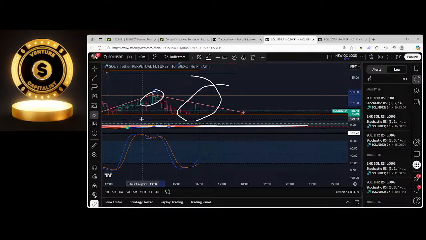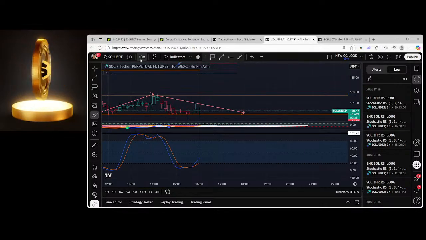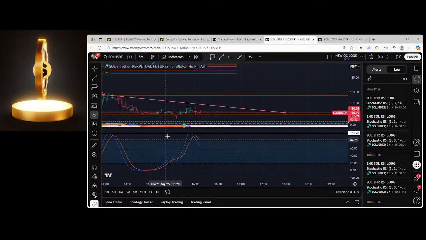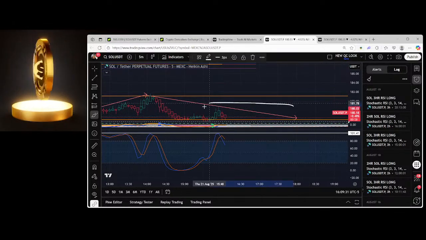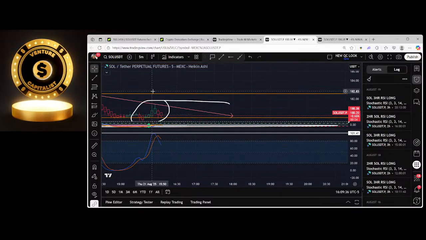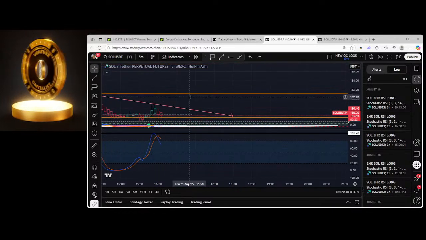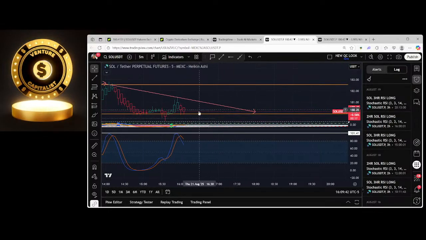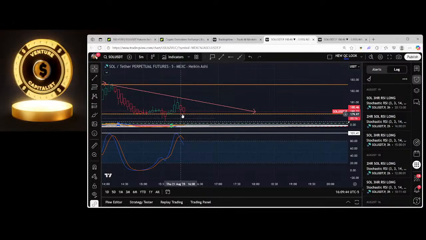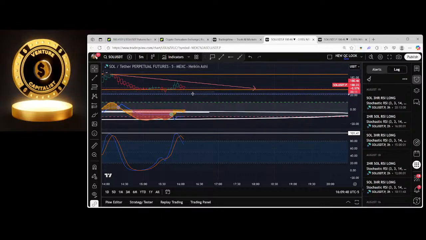So if this continues to happen, we're going to see these RSIs and everything move a little bit quicker, because the market makers are going to start to see that right now the retail investors are setting up pretty easily here. And they're deciding that 179.97 is a good entry.